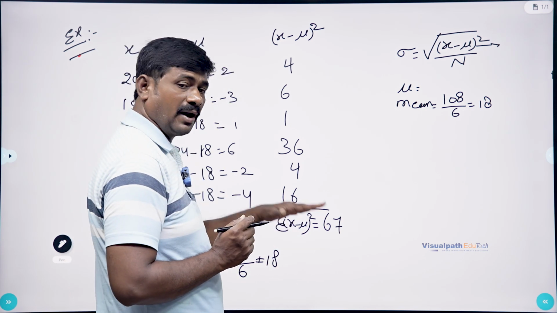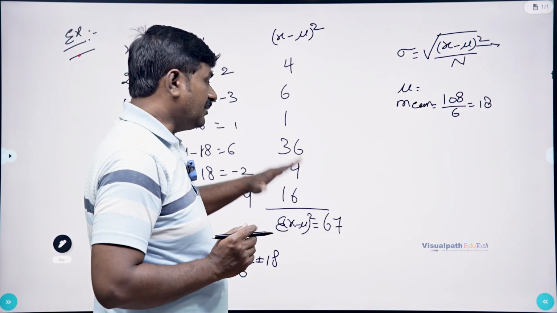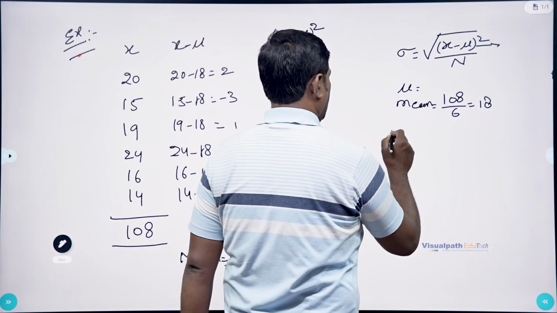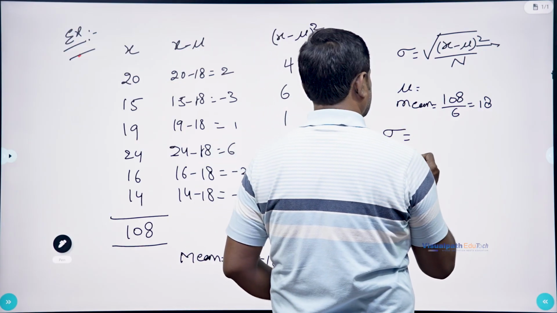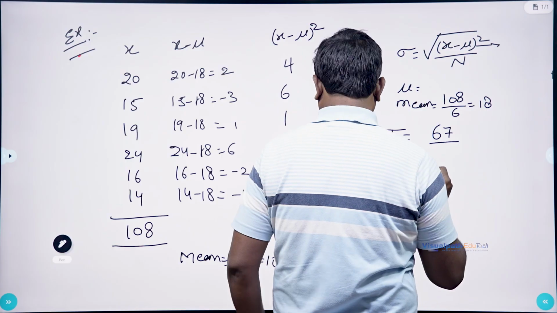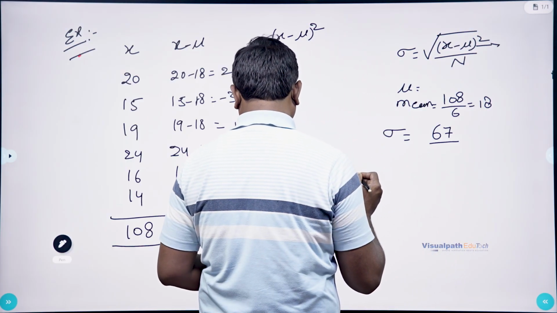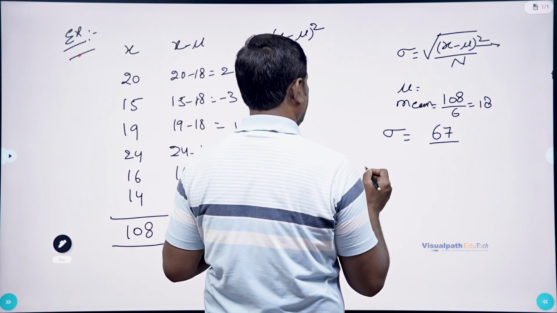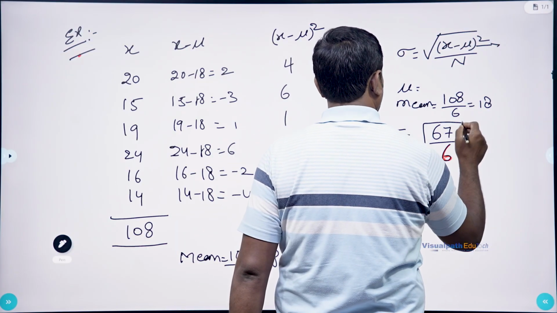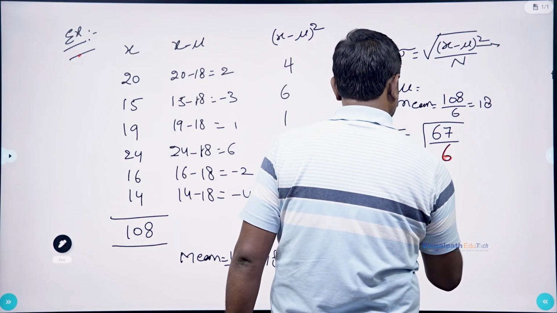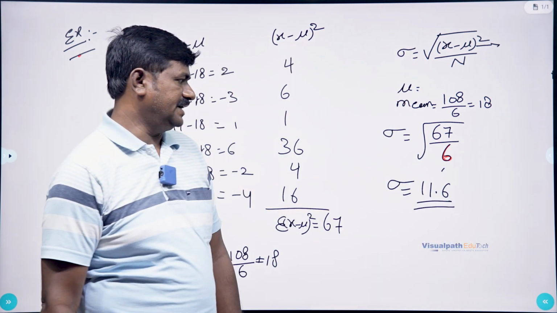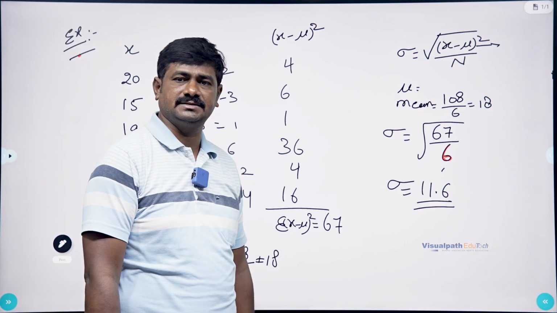Then we are going to apply this sum value into the formula of standard deviation. That is sigma is equal to the square root of sigma (x minus mu) whole square by n, that is 67 by, what is this? 67 by the number of items. How many items? 6. 67 by 6 under root. Then sigma is equal to 11.6. That is the answer, the standard deviation of this particular example.